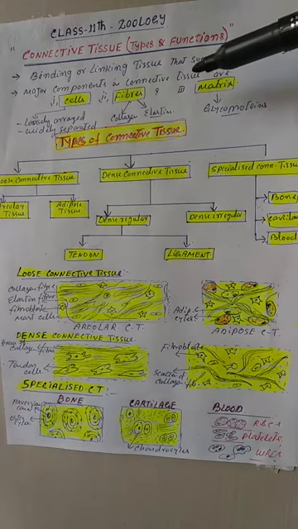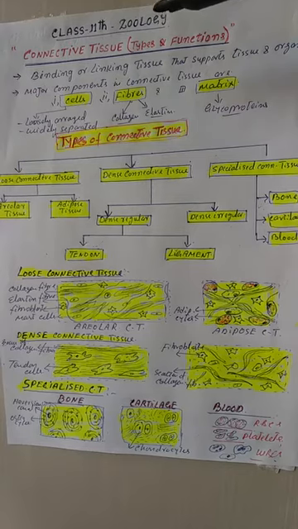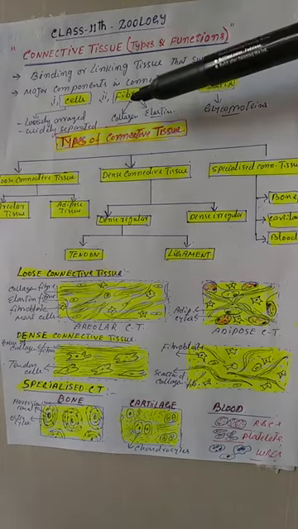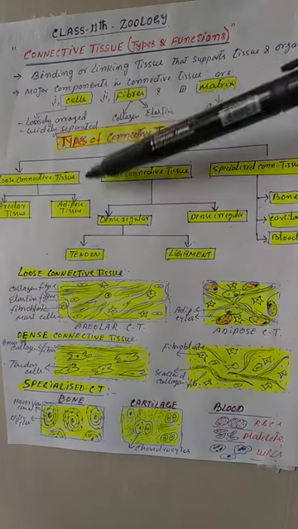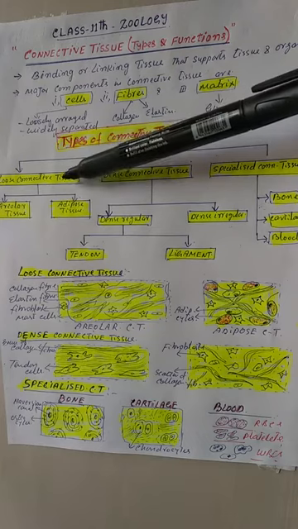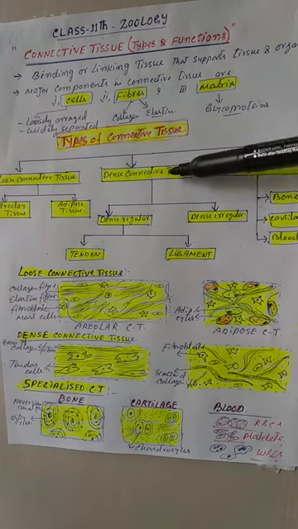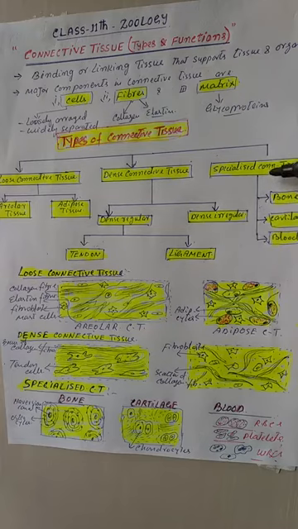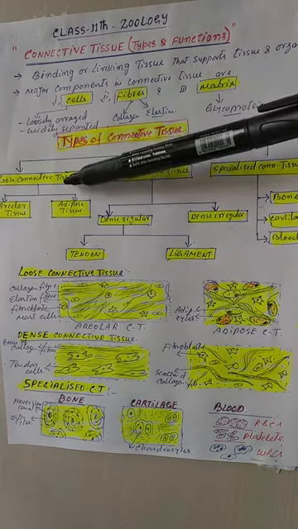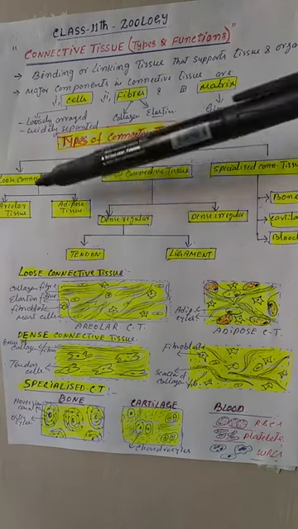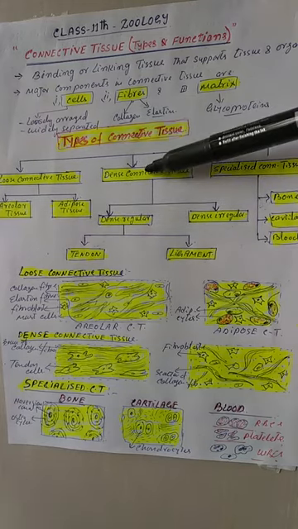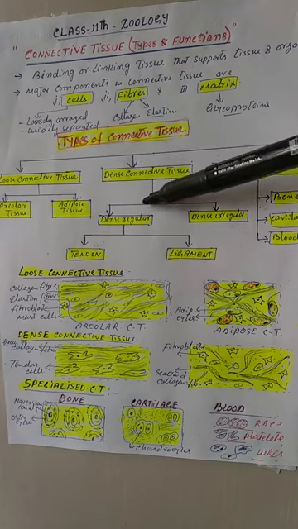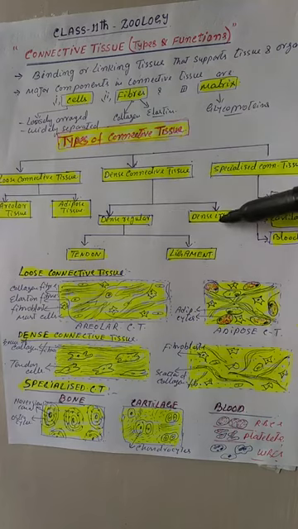Now, so far as the types of this connective tissue are concerned, this tissue is broadly classified into three types. As you can see in this sketch, number first is the loose connective tissue, then the dense connective tissue, and lastly the specialized connective tissue. So far as the loose connective tissue is concerned, it is further classified into areolar tissue and adipose tissue, while dense connective tissue is further classified into dense regular and dense irregular tissue.